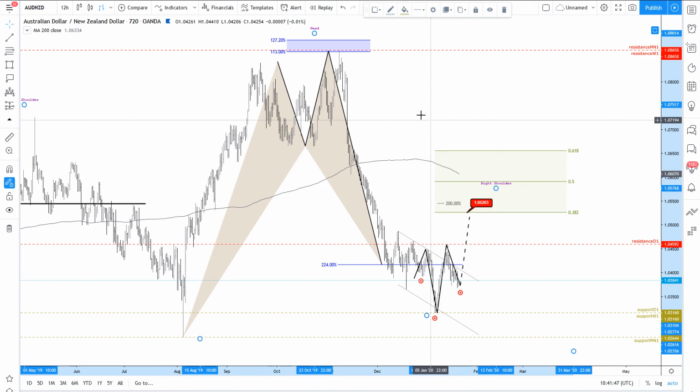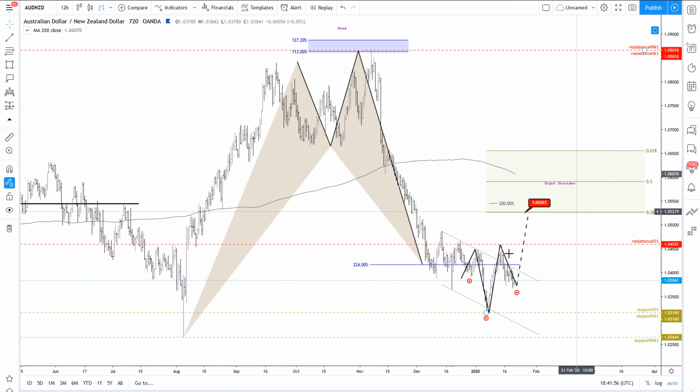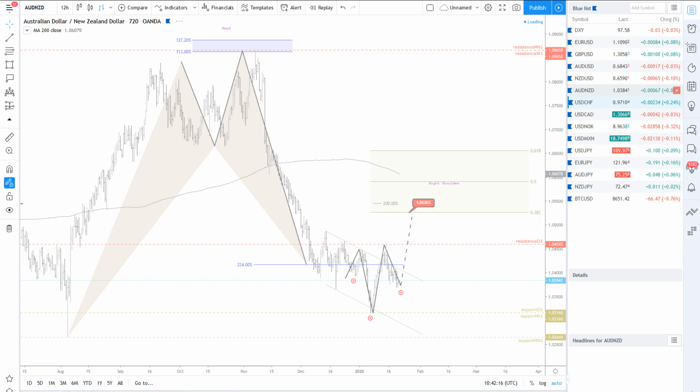I will not put my risk at this point for Australian dollar versus New Zealand. I prefer to wait. Once a pattern fails, I prefer to wait for the next pattern to trigger, and at this point I have nothing for Australian dollar regarding this most recent price action. So let's move to another one. CHF.